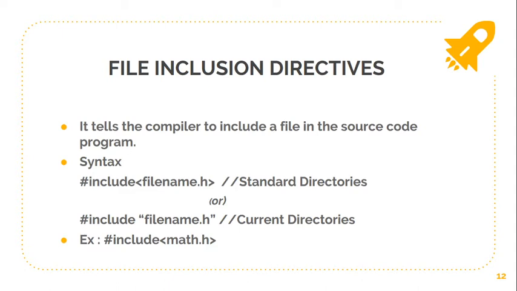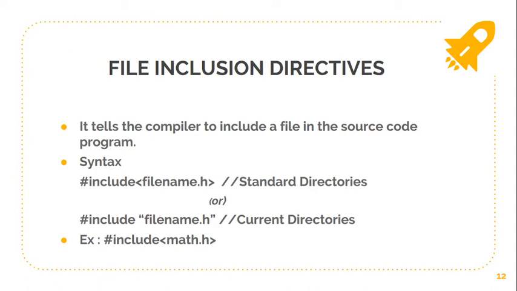Next, coming to the second one, file inclusion directives. File inclusion directives tell the compiler to include a file in the source code program. For example, if I am using any graphical functions in my C program, then I am going to make use of a header file or preprocessor directive called #include graphics.h.